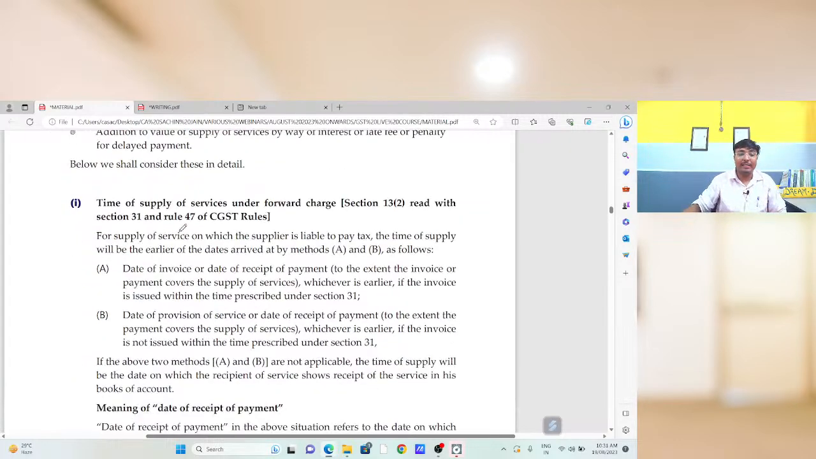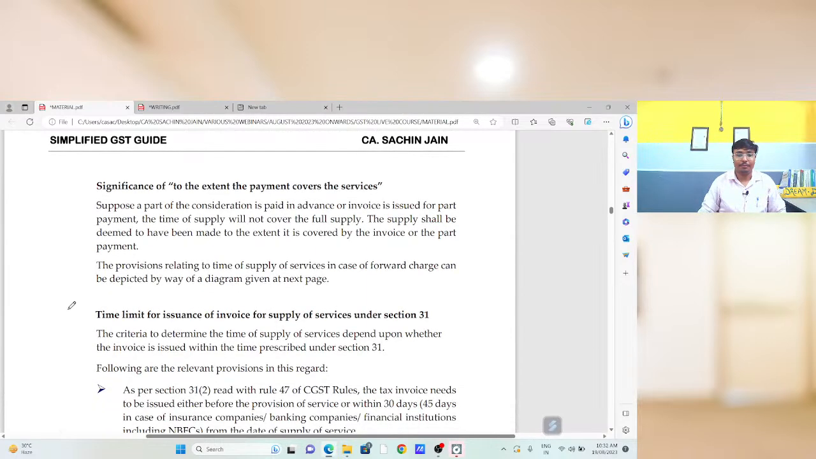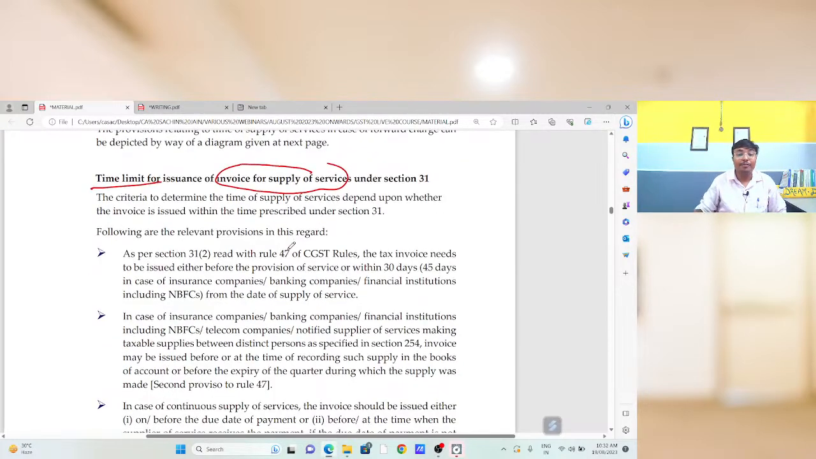In case of forward charge, the date of invoice or date of payment, whichever is earlier, will be treated as the time of supply in case of supply of services. Now, what is the timeline to issue the invoice for the supply of services? In case of supply of services, the tax invoice needs to be issued either before the provision of service or within 30 days from the date of supply of services.